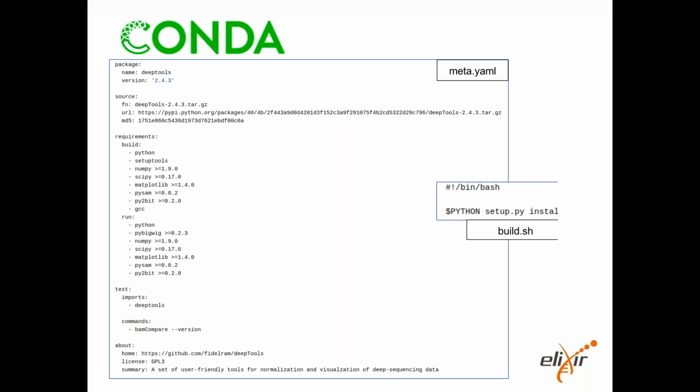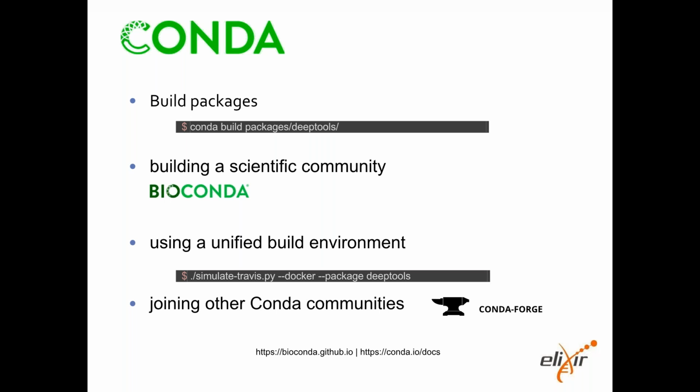And given these 2 files, I can build this package with a single command called conda build, and then the directory where these 2 files are located. And that's it. After compilation or after building, you get a tarball which contains your package and you are done. And now you can upload it to a registry and then people can simply install with conda install deeptools, your package. And that's it. It's easy as it can get, I think.